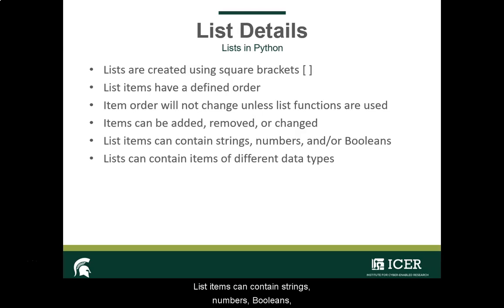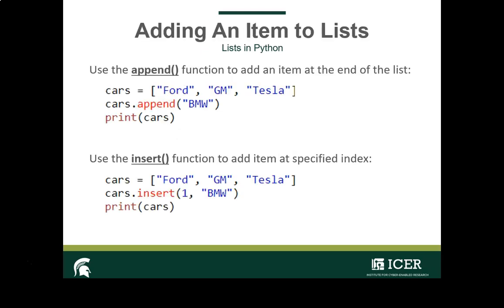List items can contain strings, numbers, Boolean, or any combination of those data types, because lists can contain items of different data types. Use the append function to add an item to the end of a list.